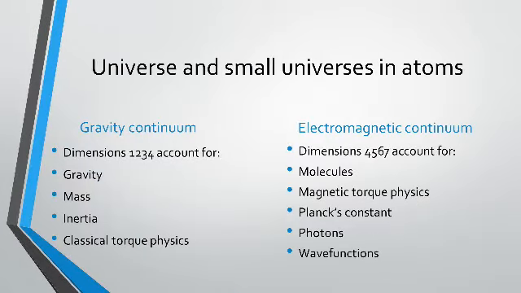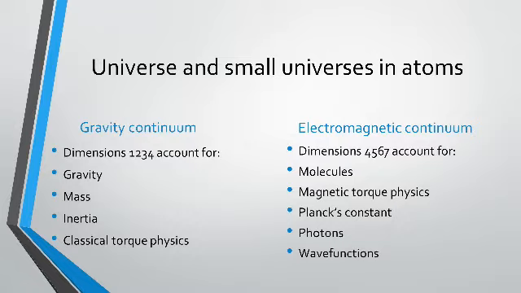So you can say there's a universe that you all know about, and the small universes in atoms. For example, the element iron would have 26 protons and electrons as 26 small universes held together by the strong nuclear force. And I've divided this left and right in this picture here as gravity continuum on the left and the electromagnetic continuum on the right.